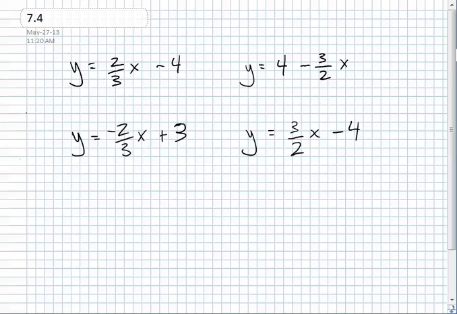So just like last time, can you look at these 4 different equations, this time not 3, and find the two lines that are perpendicular? I'll give you a second to do that.